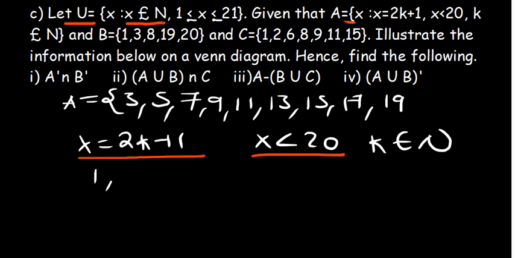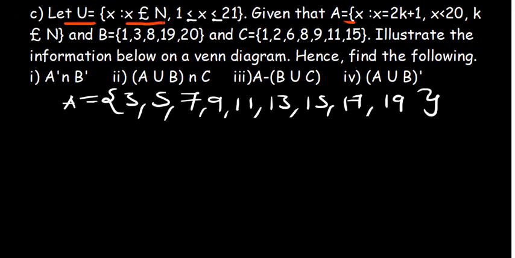So x should be less than 20. So 19 is the last value that we can have, because in that trend we expect to have a 21, but 21 is not going to be part of the set. Okay, so we are there. So we've listed set A.